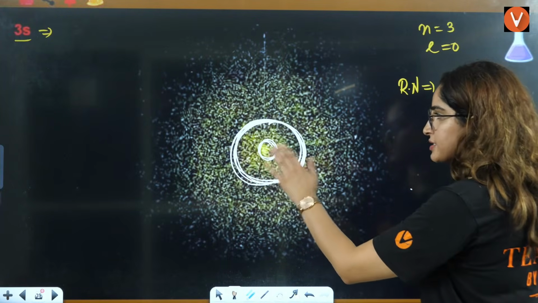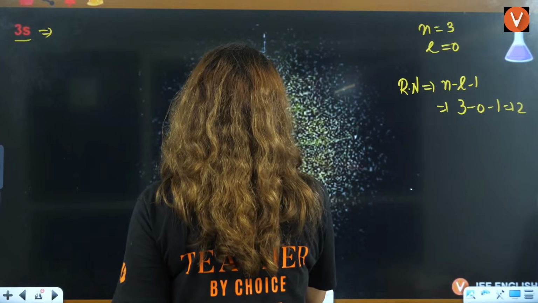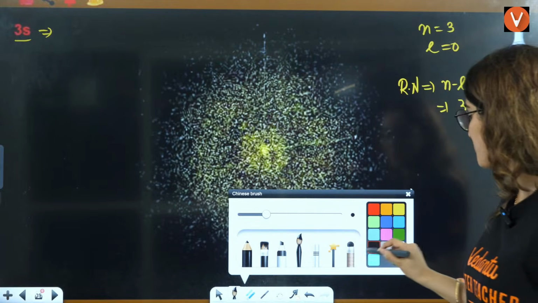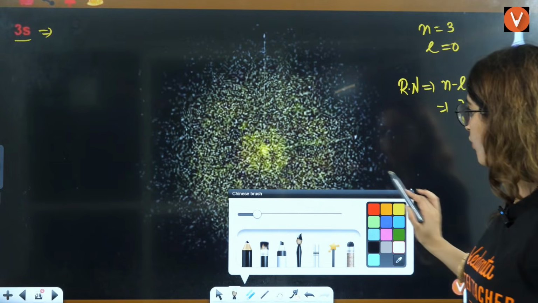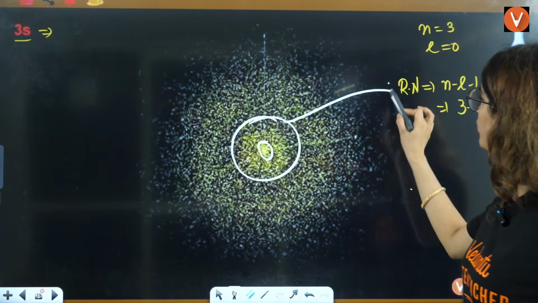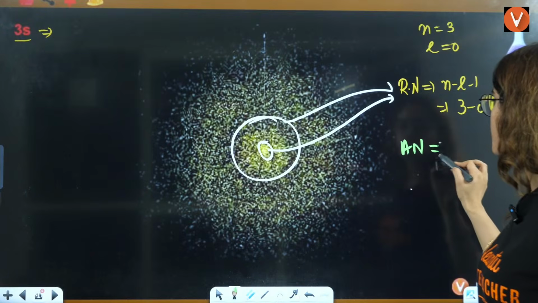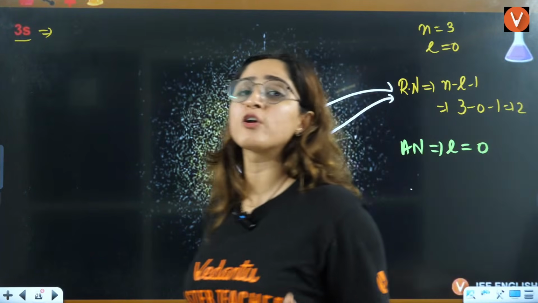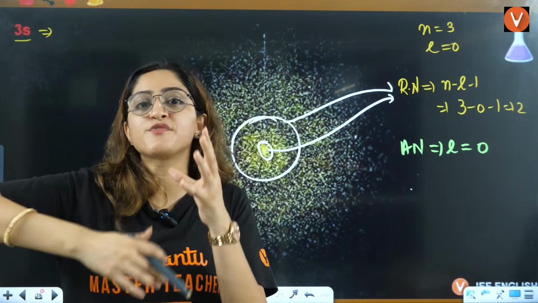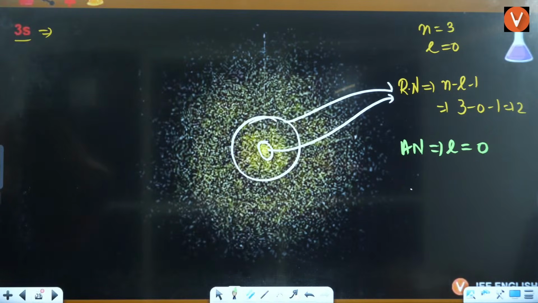It is not clearly visible here. It should be like this. Chalo, it's not that clearly visible, and I can't make it like that either. But it's over here and over here. These are the 2 radial nodes. And what about angular nodes? It is equal to l, that is 0. So an s orbital will never have any angular node, because an s orbital is always spherical.